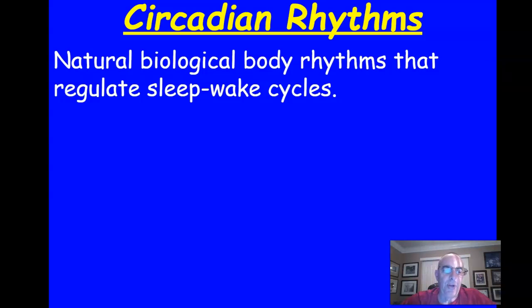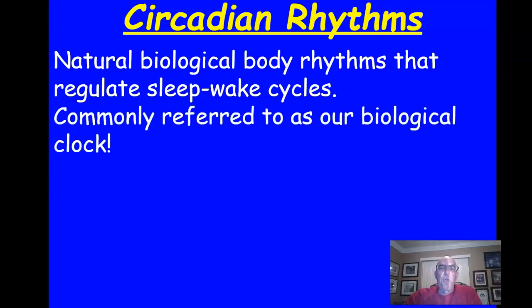For example, these are going to determine whether we are a light sleeper or a deep sleeper, whether we are an early riser or a late riser. It determines if we need only a few hours of sleep per night or a lot of hours of sleep per night. So these are very important as far as regulating our sleep-wake cycles.